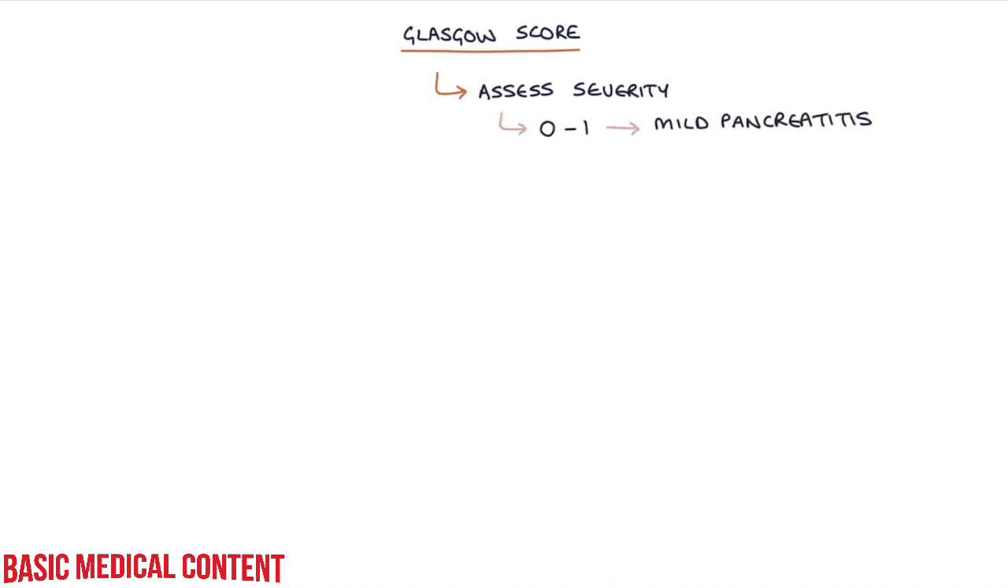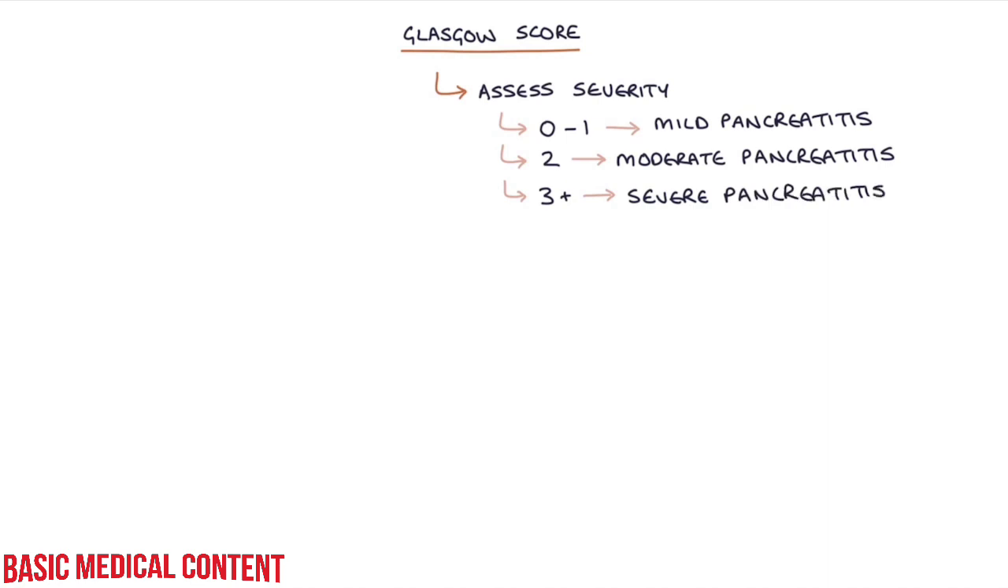Let's talk about the Glasgow score. The Glasgow score is used to assess for the severity of the pancreatitis. It gives a numerical score based on how many of the key criteria are present. A score of 0 or 1 indicates mild pancreatitis. A score of 2 indicates moderate pancreatitis, and a score of 3 or more indicates severe pancreatitis.